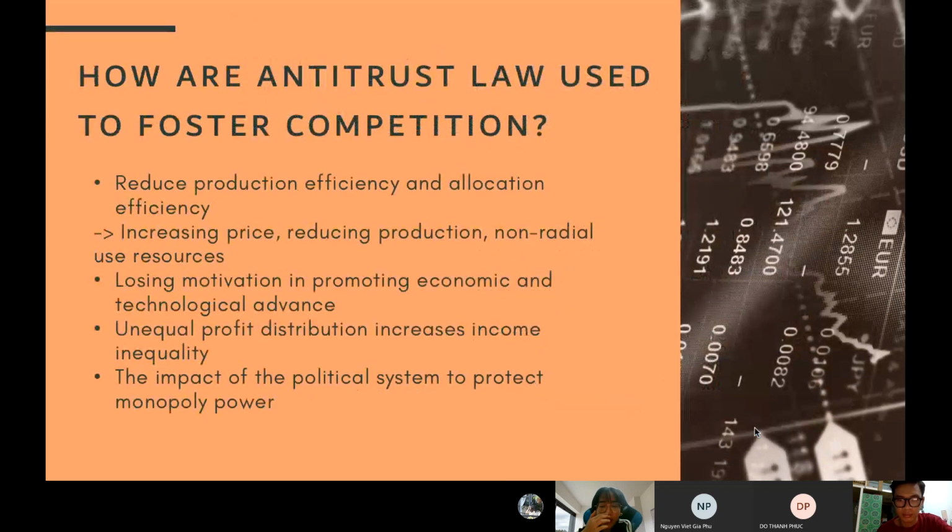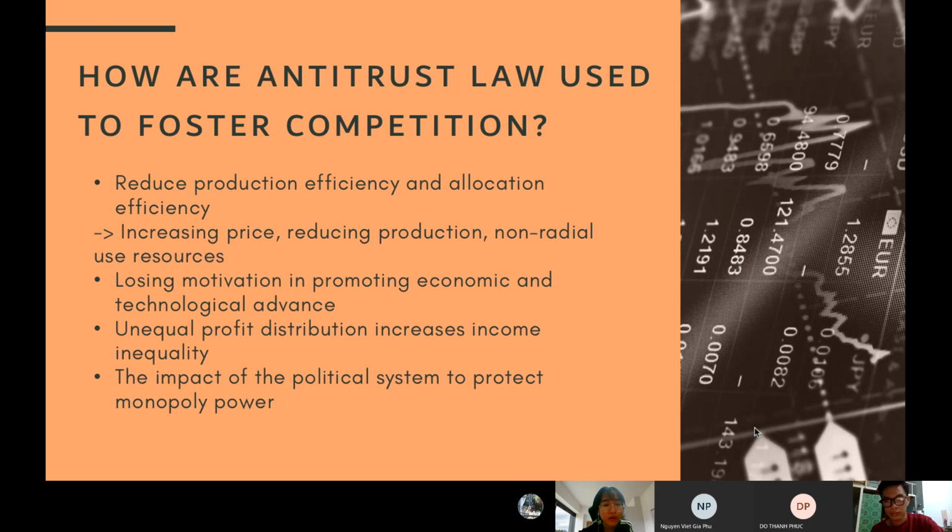So how is antitrust law used to foster competition? Without antitrust law, it would lead to a reduction in production efficiency and allocation efficiency. This leads to an increase in price, reduced production, and non-optimal use of resources.